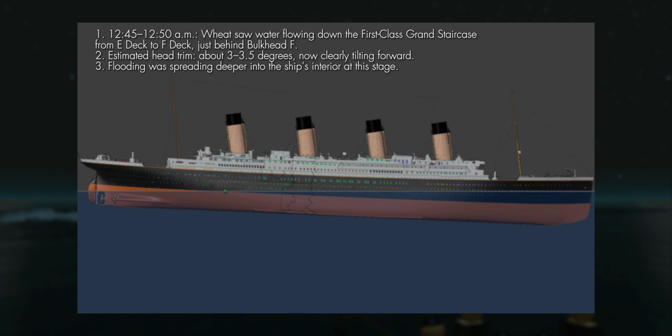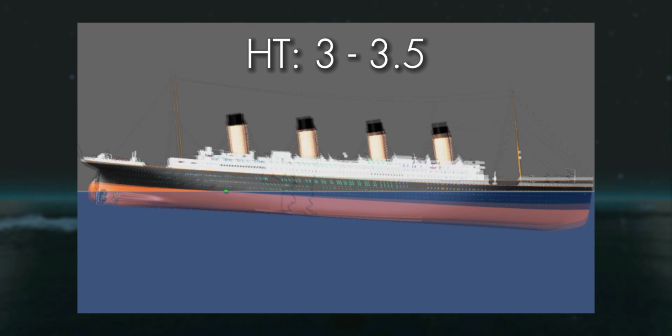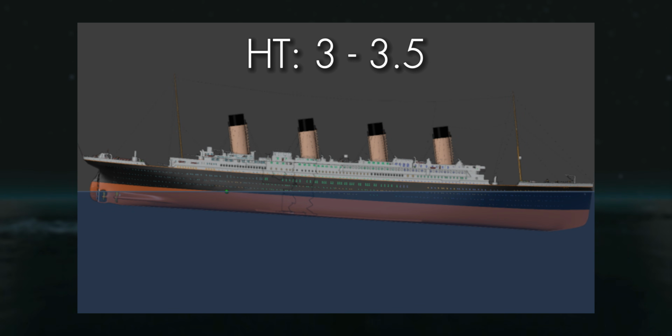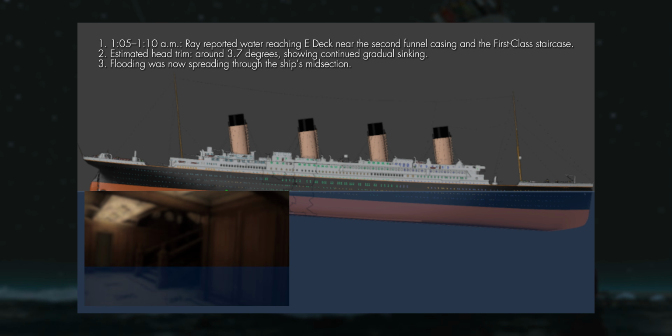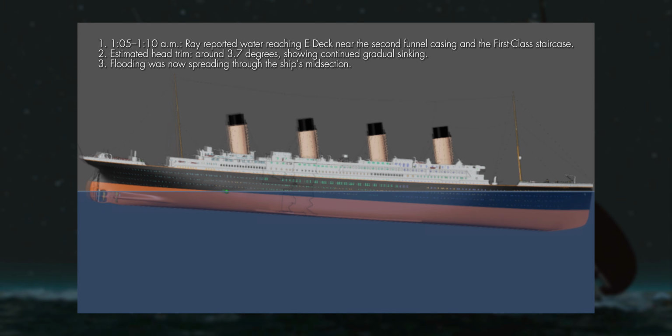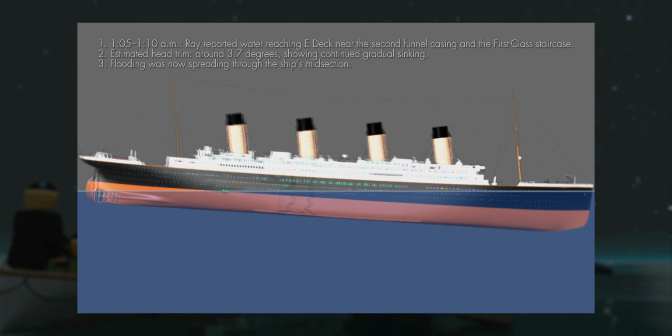By this point, the Titanic's trim had increased to roughly 3 to 3.5 degrees as per our simulations and our best estimates, showing a more noticeable forward tilt as the flooding advanced deeper into the ship's interior. The next key moment, occurring around 1:05 and 1:10 a.m., was observed by Ray, who reported that water had reached E deck near the second funnel casing at the first class staircase.